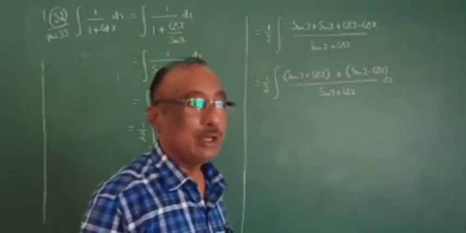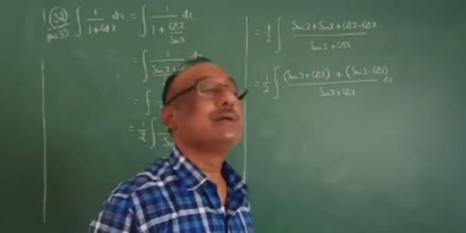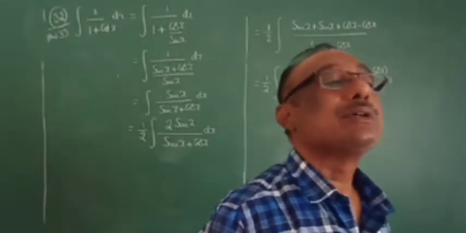Understand? Why I am doing the grouping? The denominator is one sin term plus one cos term, same as the example problem.